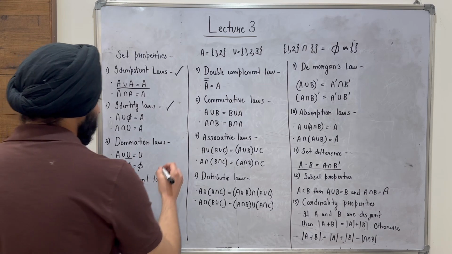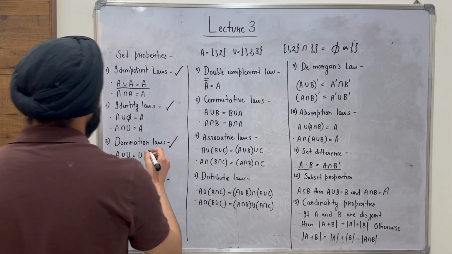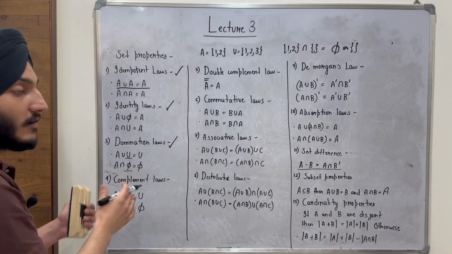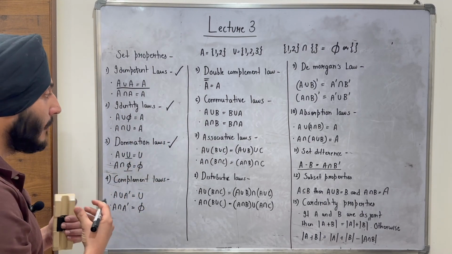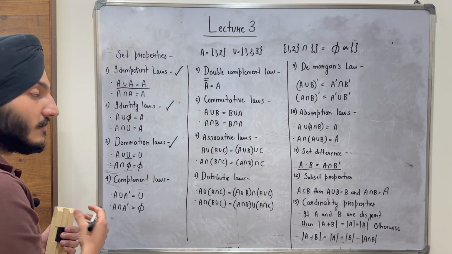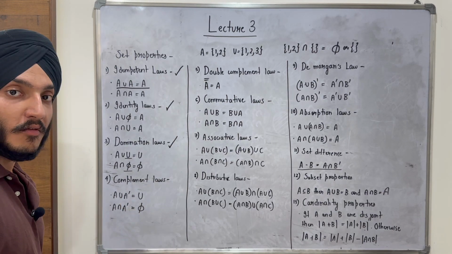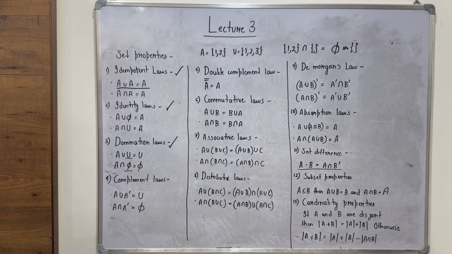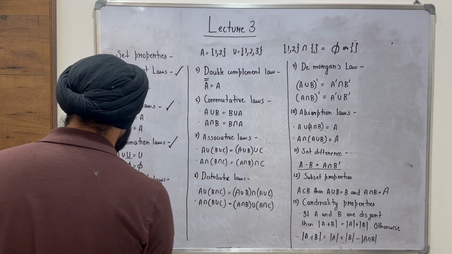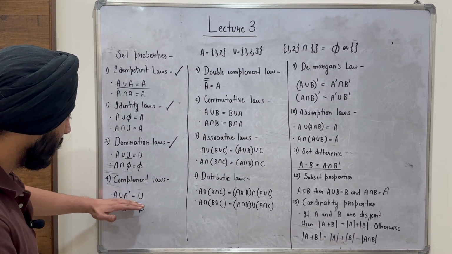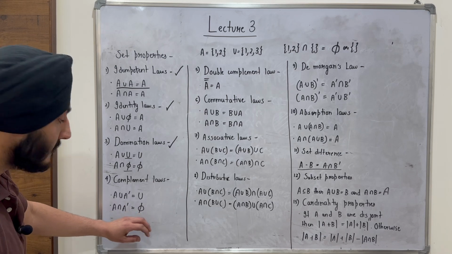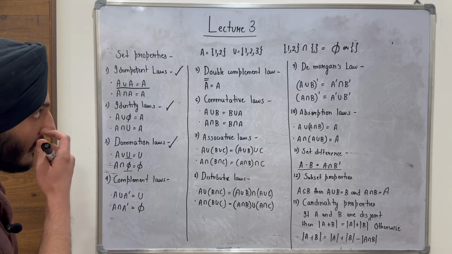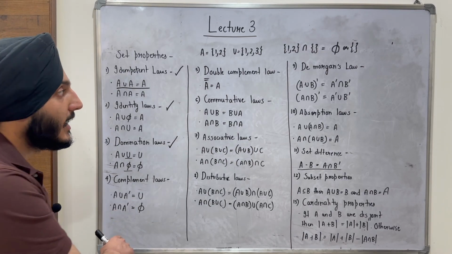Okay. So by now, I hope you have a good understanding of the idempotent laws. Identity laws mean the set A is trying to maintain its identity. Domination means it's going to be dominated by the universal set or the empty set. Now let's try to understand the complement laws. They say A union A complement is equal to the universal set, and A intersection A complement is equal to the empty set. I'm going to explain it with a Venn diagram.